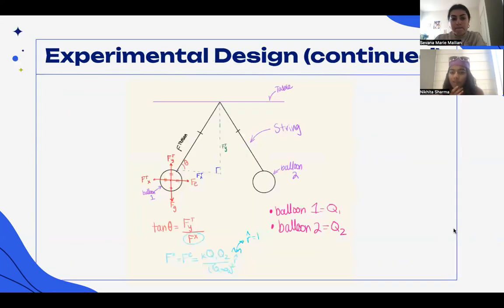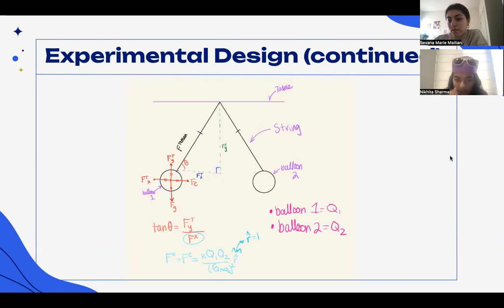And in the next slide, we have our experimental design drawn out. So basically, we have the force of tension from a string on both of the balloons. Because we're assuming that both of the balloons have the same mass, we're going to just calculate the charge of one and then assume that's the same on the other balloon.